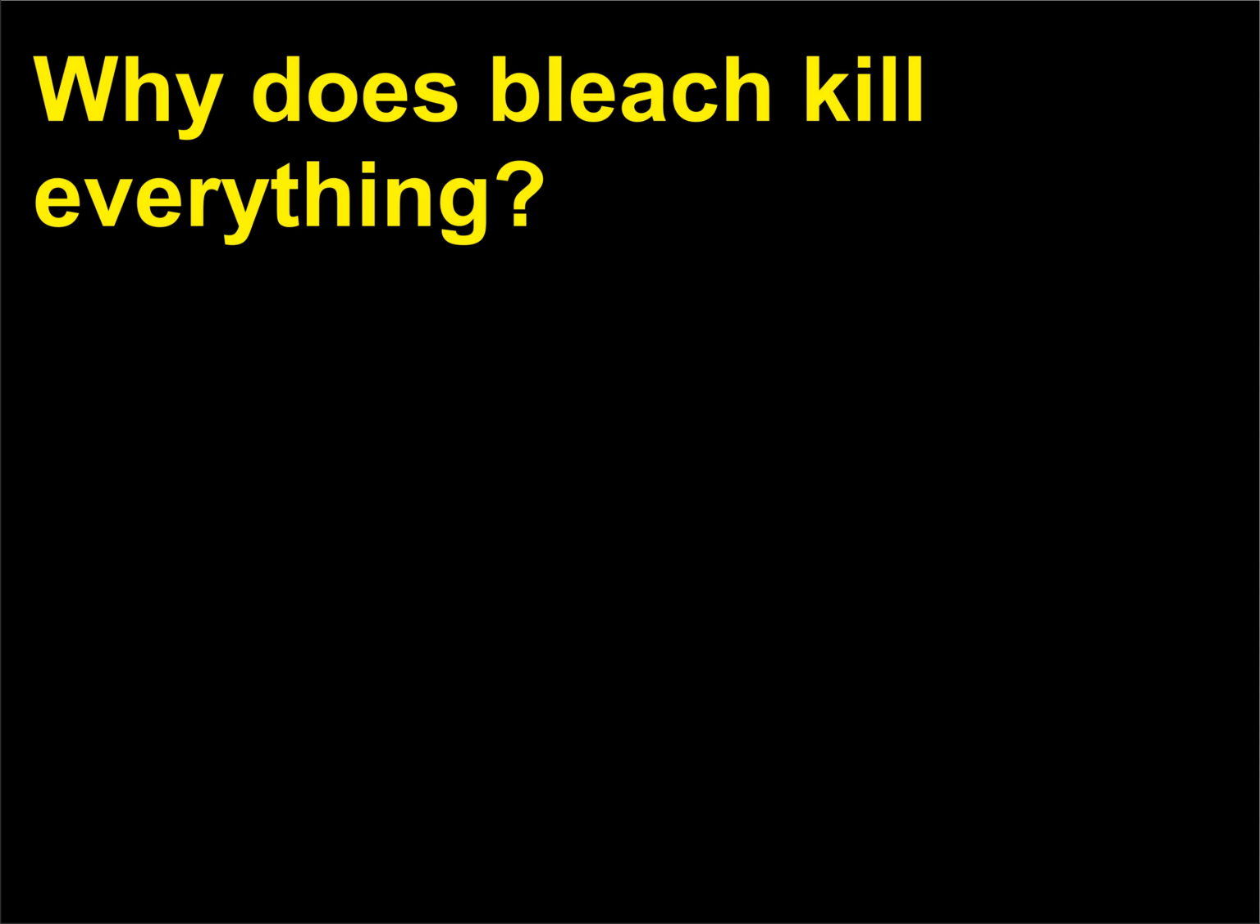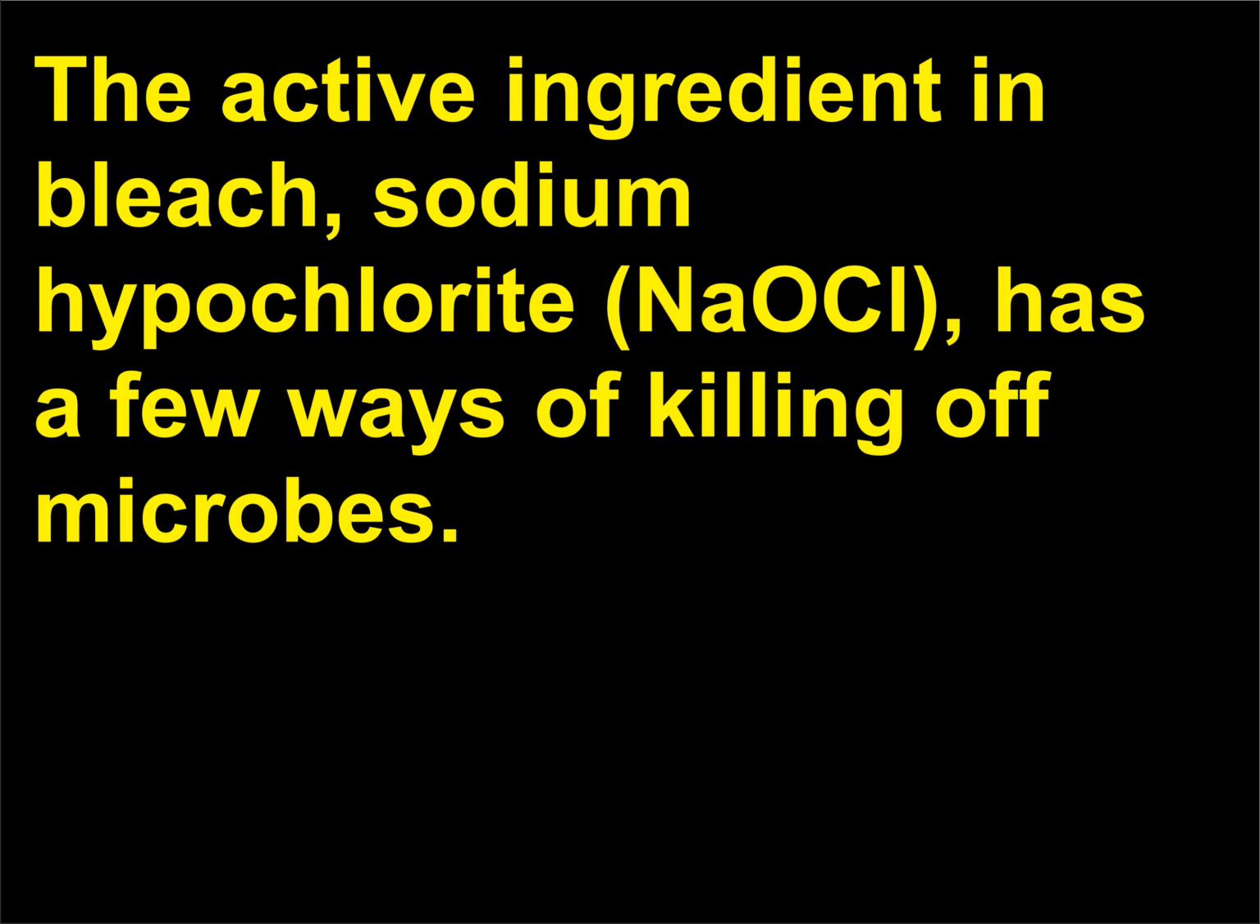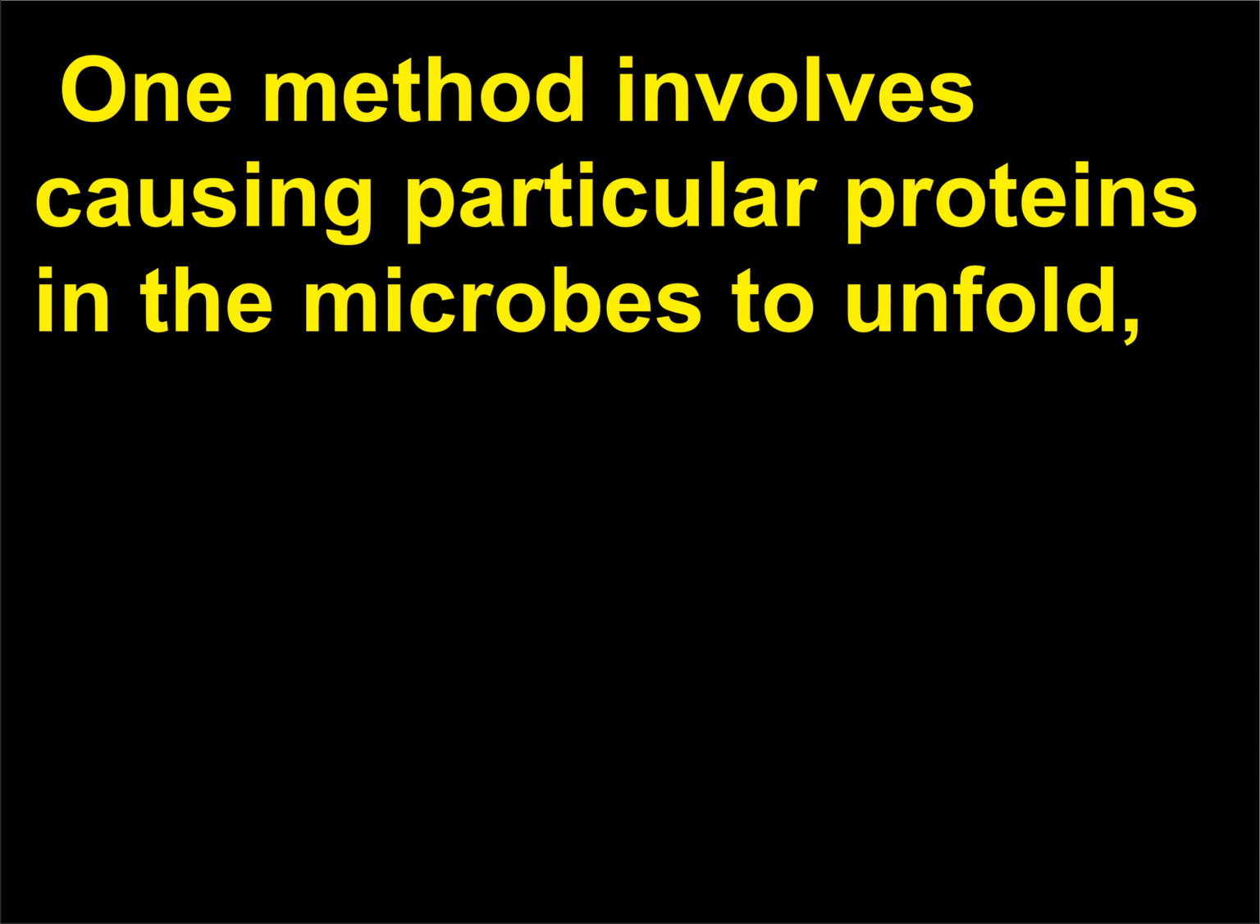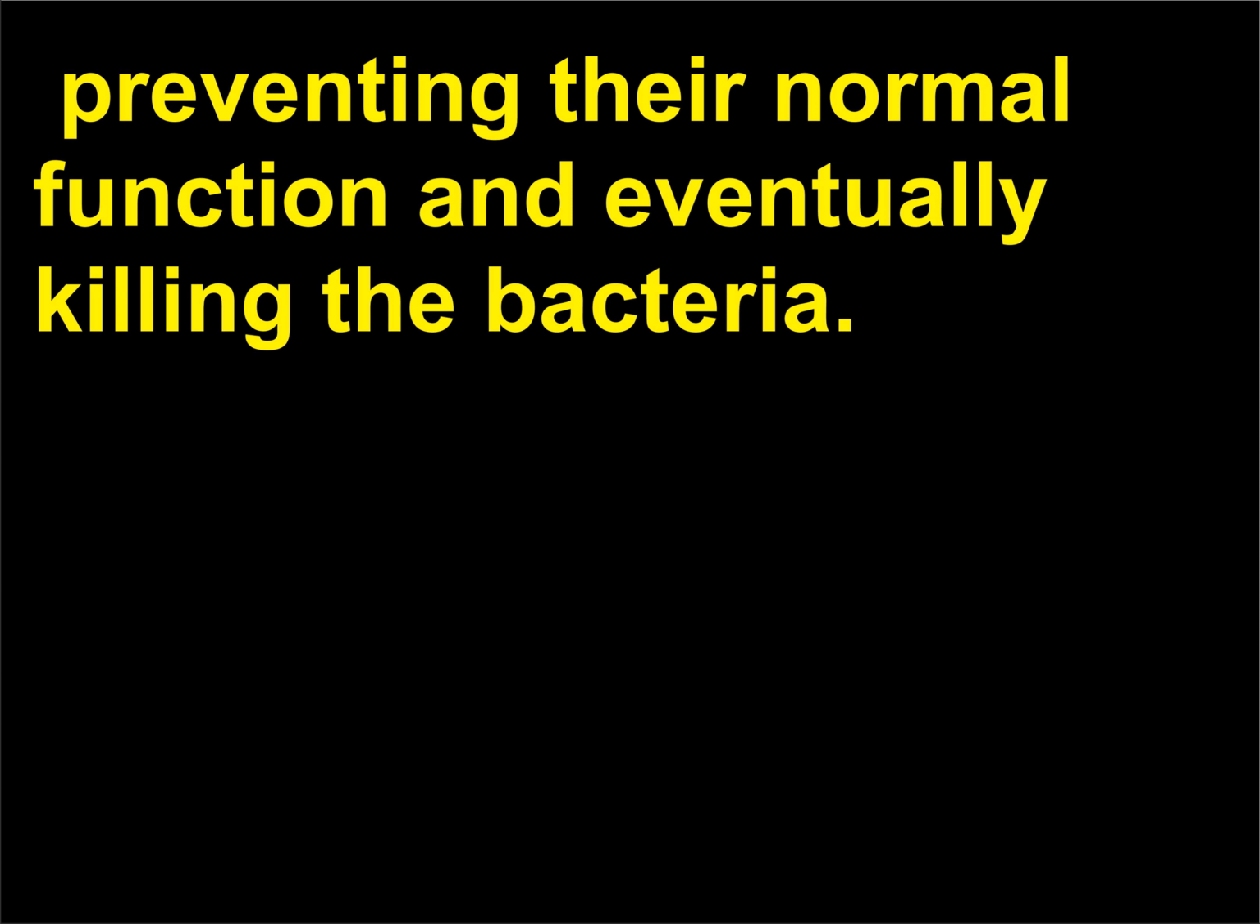Why does bleach kill everything? The active ingredient in bleach, sodium hypochlorite, NaOCl, has a few ways of killing off microbes. One method involves causing particular proteins in the microbes to unfold, preventing their normal function and eventually killing the bacteria.